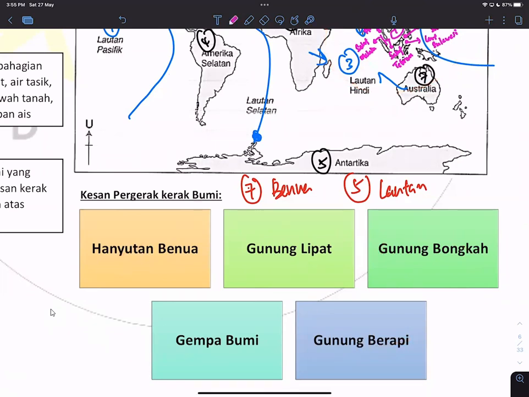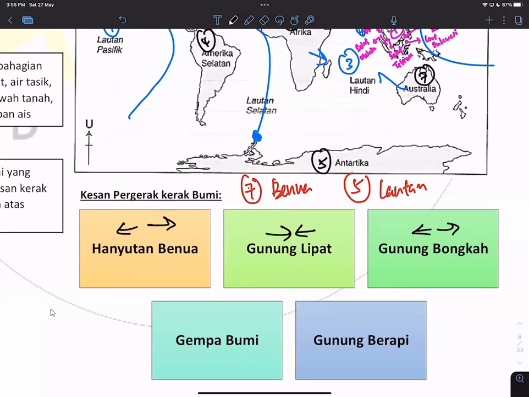Remember Hanyutan Benua, you guys try to draw the arrow. Hanyutan Benua is actually the benua, the plat darat. You know we are stepping on the lithosphere, right? For the lithosphere, Hanyutan Benua is when the plates try to separate from each other. Gunung Lipat is when the plates crash into each other, which we call pertembungan. Gunung Blok is when the plates separate.